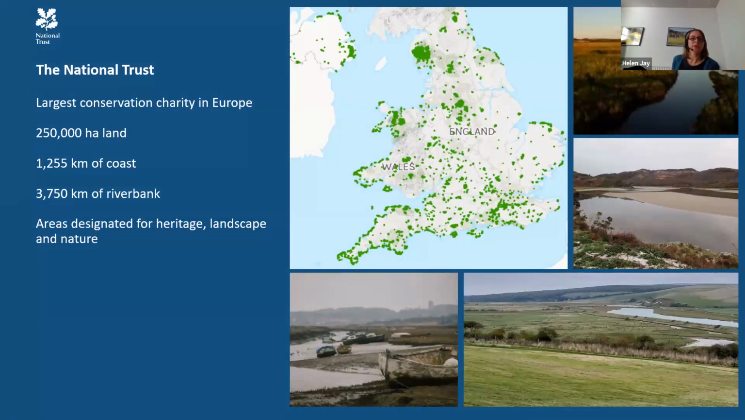So the National Trust, we're the largest conservation charity in Europe. We don't just look after historical houses and parklands. We also have 250,000 hectares of land that we look after. That includes 1,255 kilometres of coast and around 3,750 kilometres of riverbank. And that's across England, Wales and Northern Ireland. And all these areas are designated for their heritage, landscape and nature. So that puts a significant onus on us as custodians of that land to look after it responsibly and manage its condition into the future. Next slide, please.